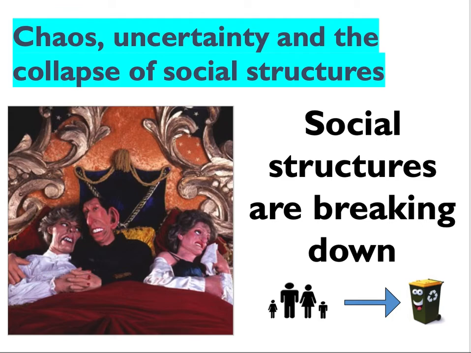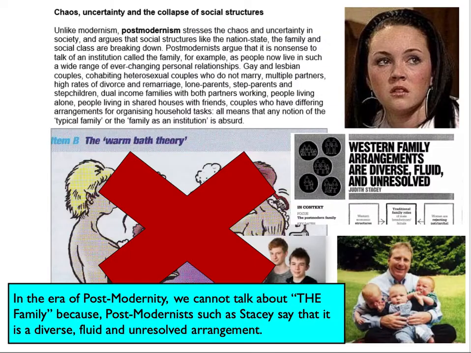We start here. A feature of the postmodern era is that it's characterised by chaos, uncertainty, and the collapse of social structures. The social structures are breaking down. This is the very opposite of most modernist sociological theories. Using the family as the example, we can see how this postmodern idea of the collapse of social structures means that we cannot make general assumptions about its role, as Talcott Parsons did, for example, when he talked about the two basic and irreducible functions of the family.